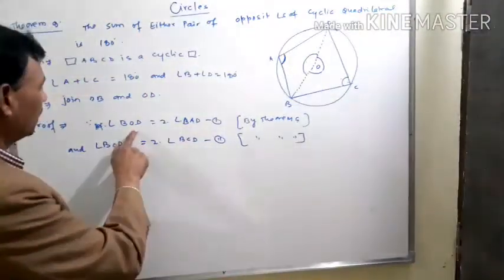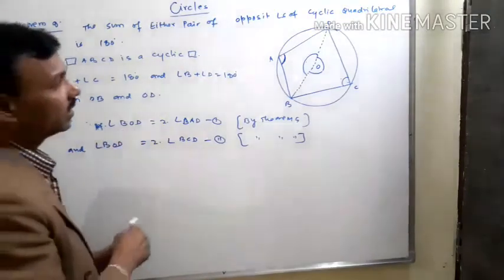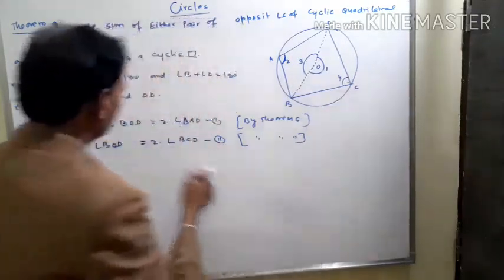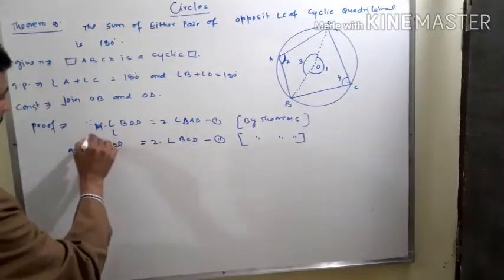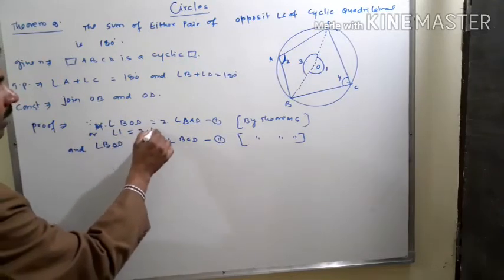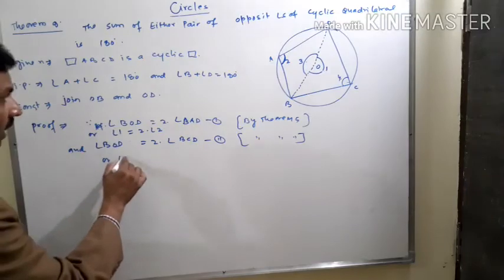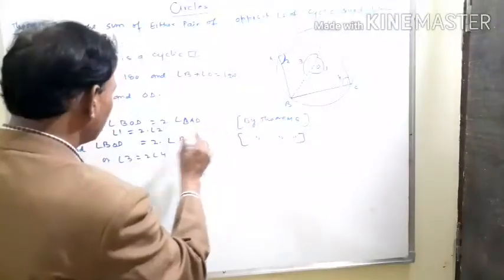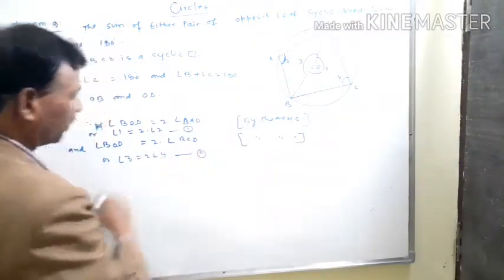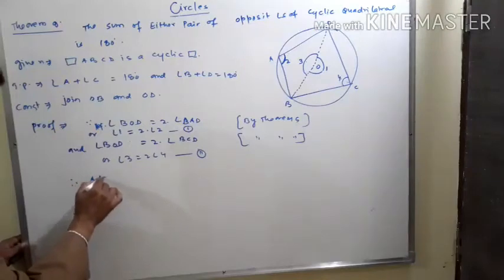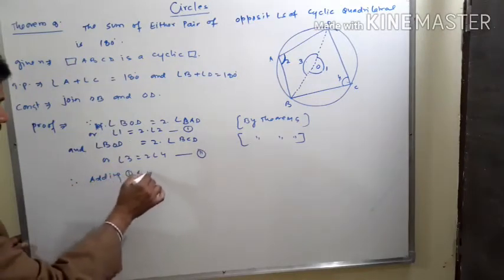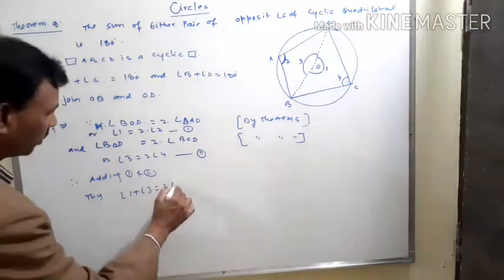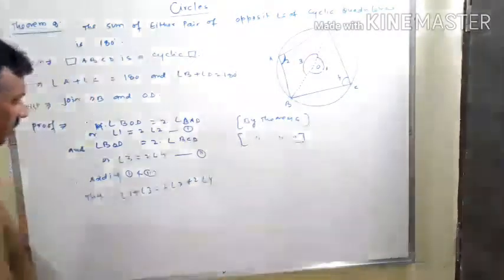If you have trouble understanding this, let us write angle 1, angle 2, angle 3 and angle 4. So we can write angle 1 equals 2 angle 2, and angle 3 equals 2 angle 4. Suppose this is equation 1 and this is equation 2. Therefore, adding 1 and 2, angle 1 plus angle 3 equals 2 angle 2 plus 2 angle 4.